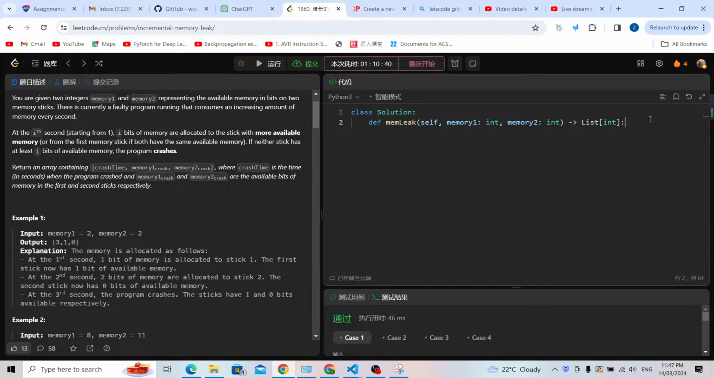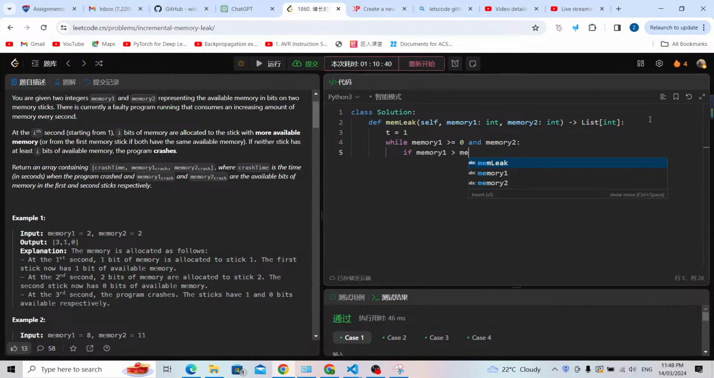Yeah. Now let's do the simulation problem. So we're gonna prepare a t. So that is the time from the beginning. It is 1 second. So while I'm gonna use the memory directly. While memory 1 is more than or equal to 0 and memory 2 is more than or equal to 0, we can do something. Yeah. So we're gonna check which one is bigger according to the problem.